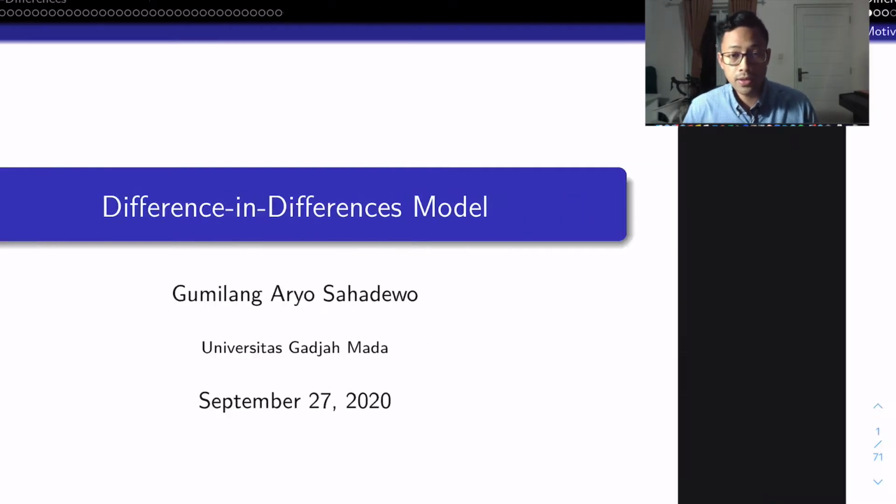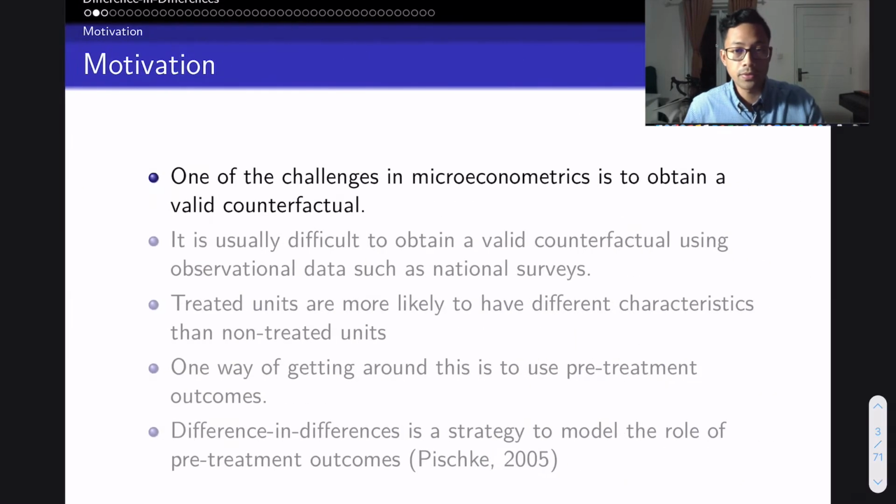So we'll start off with a motivation on why we want to do the difference in differences model and how this model can actually be applied using observational data. One of the challenges in microeconometrics is to obtain a valid counterfactual. We've discussed a lot about counterfactuals, and you should be able to provide examples of counterfactuals when you're thinking about impact evaluation or policy evaluation. It is usually difficult to obtain a valid counterfactual using observational data such as national surveys or panel data such as the Indonesian Family Life Survey.